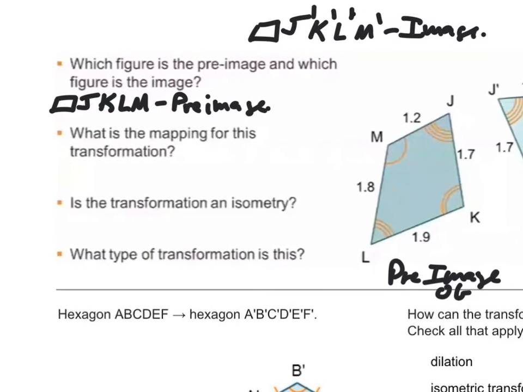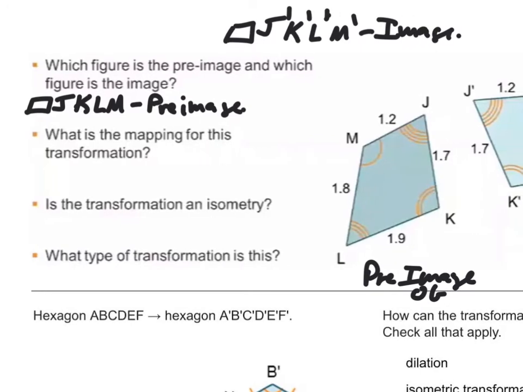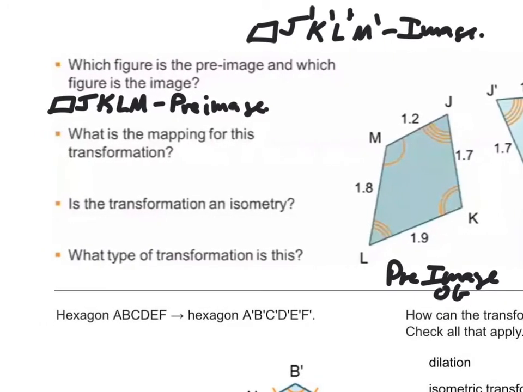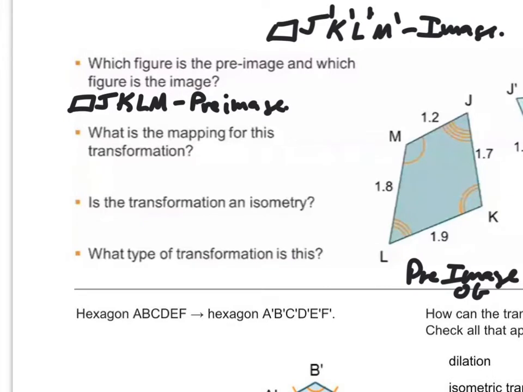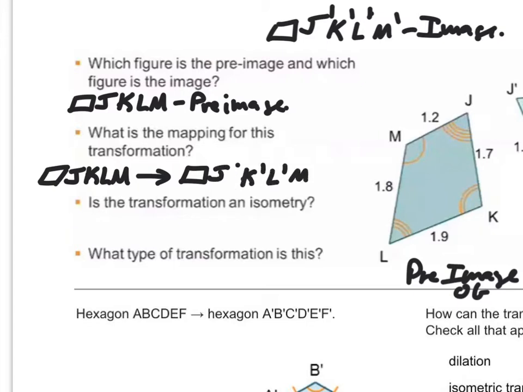Okay, what is the mapping for this transformation? So I would say this. I would say that the mapping statement would be JKLM. After the mapping, we get quadrilateral J prime, K prime, L prime, and M prime.